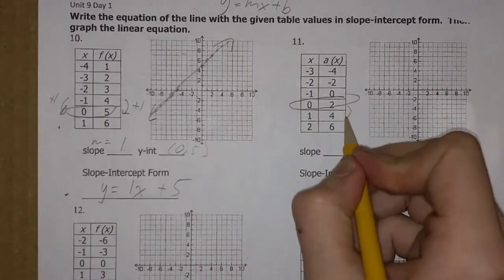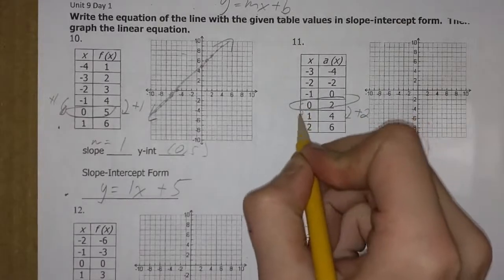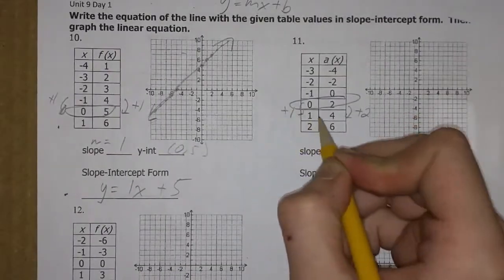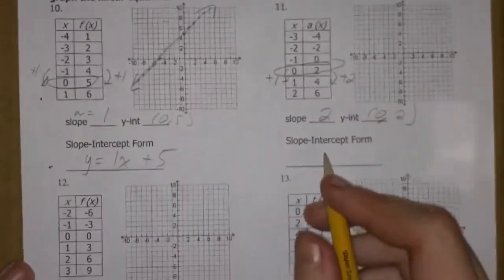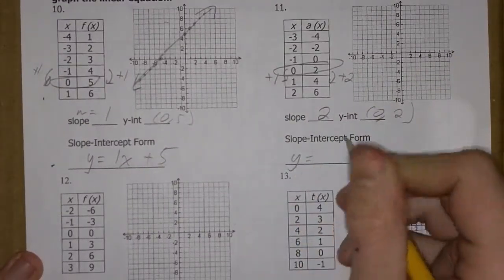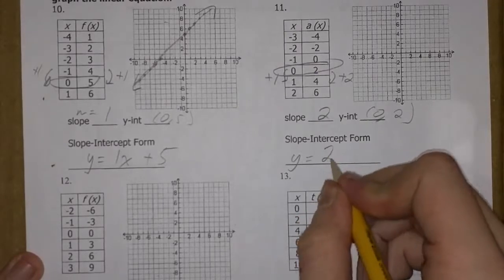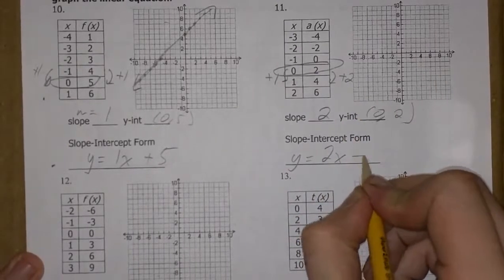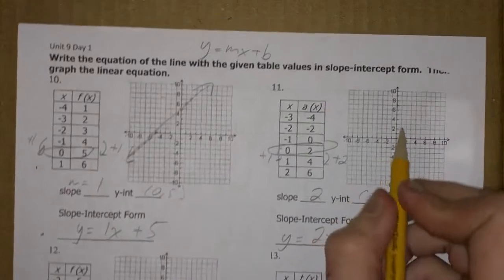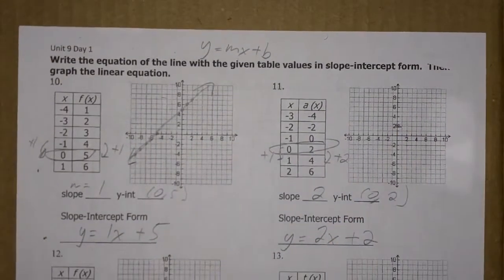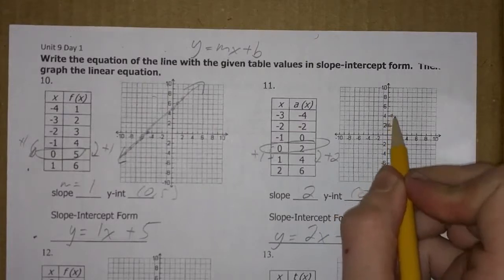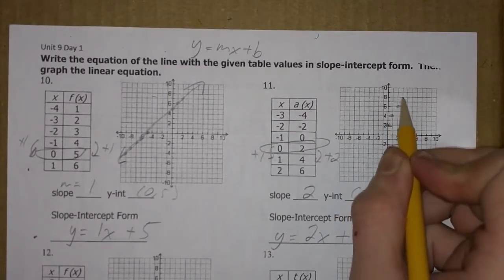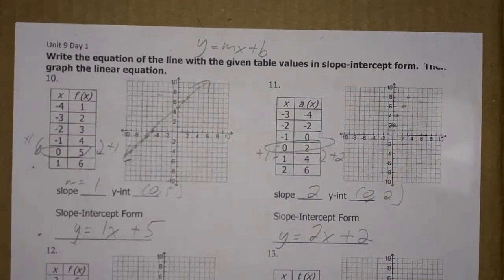Okay, so just need to find the slope. Let's see, up by 2, up by 1. So it is 2 over 1 or 2. So we get y equals mx plus b, so y equals 2x plus 2. So it starts at 2, goes up 2 over 1, 2 over 1.